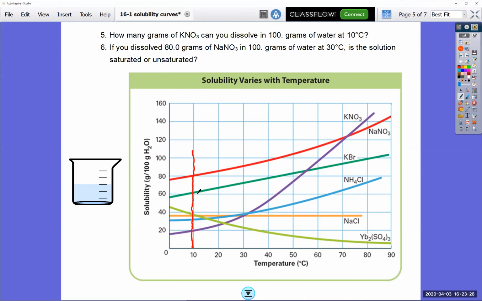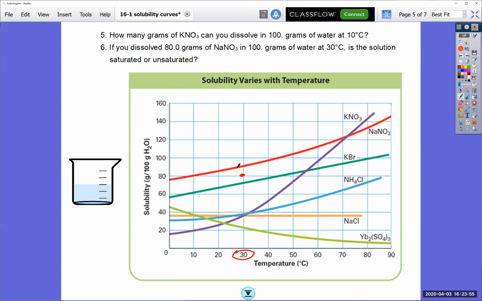Okay, number 6. Let me erase this really quick. It says here, if I dissolve 80 grams of sodium nitrate in 100 grams of water at 30 degrees Celsius, I have to stay at 30 degrees here. And I dissolve 80 grams. I'm right here, and I'm looking at sodium nitrate, the red one. Is the solution saturated or unsaturated?